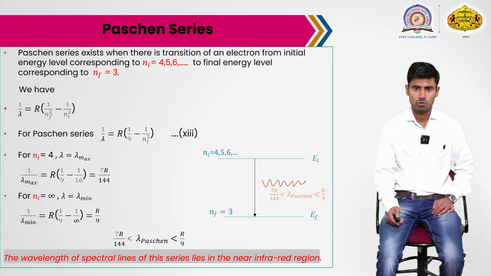And for the minimum wavelength, we have to substitute Ni equals infinity, which will give me 1 by lambda minimum equals R by 9. So you can observe that the wavelength of the Paschen series lies between 7R by 144 and R by 9, and this wavelength comes in the near infrared region of the electromagnetic radiation.